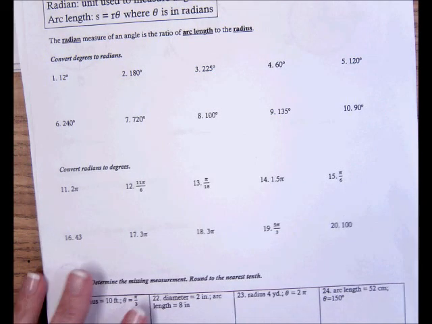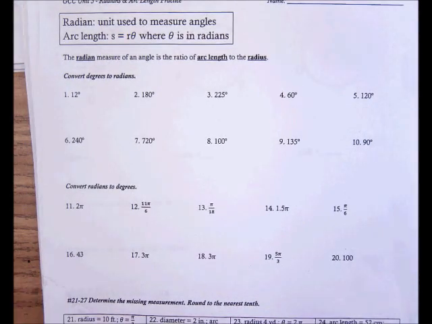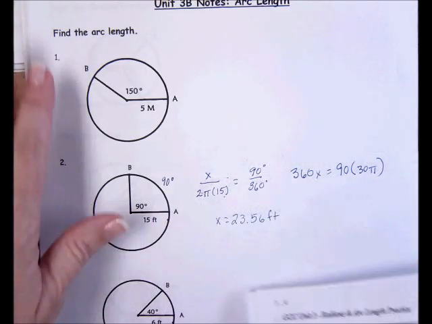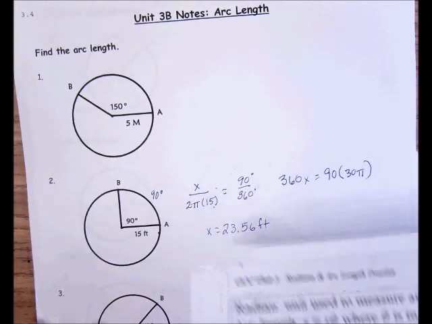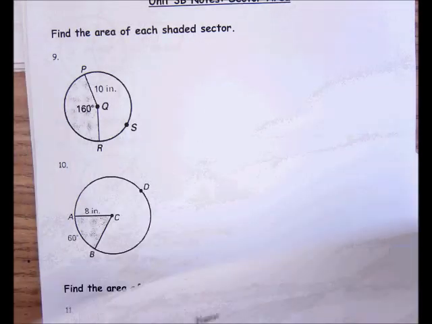Okay, in this video I'm going to combine a couple of different concepts. The first concept is how to convert angle degrees into radians. The second concept is how to find arc length based on the circumference of a circle and the central angle measure. And then the next one is how to find the area of a shaded sector.